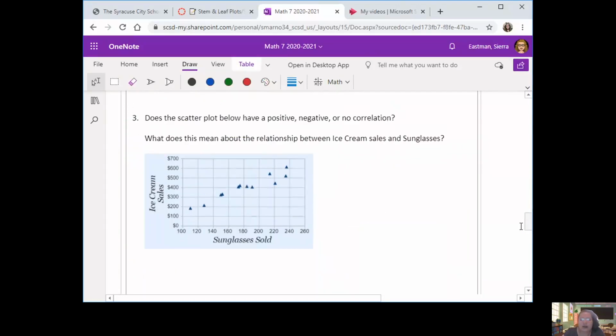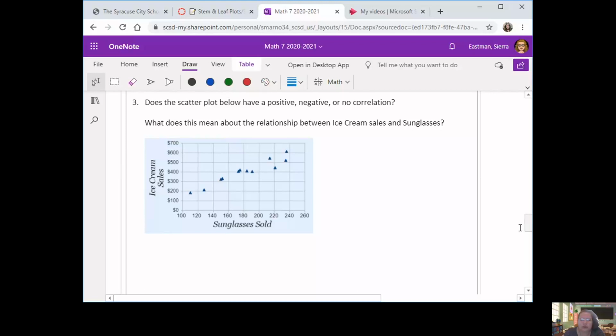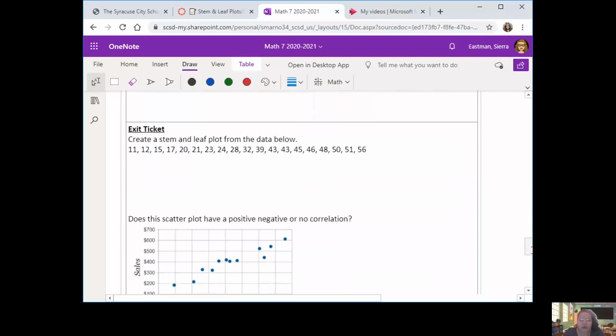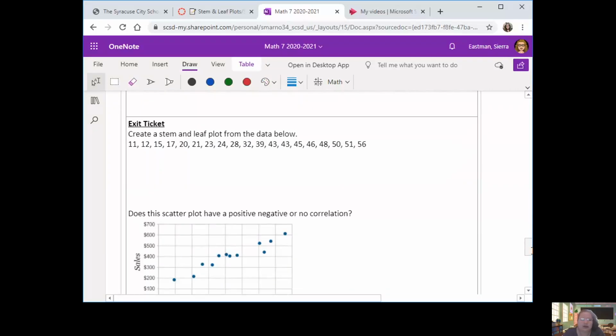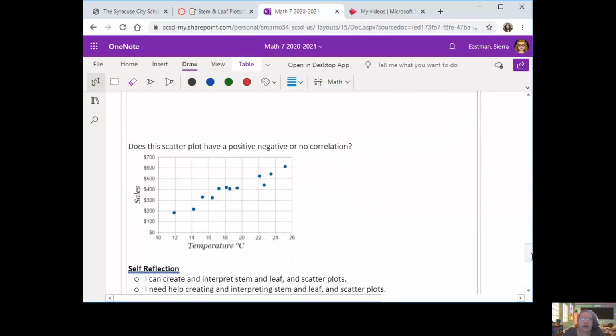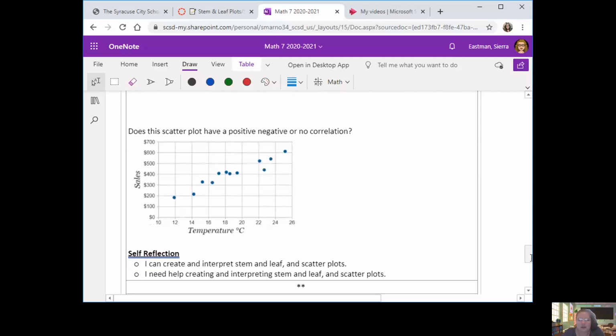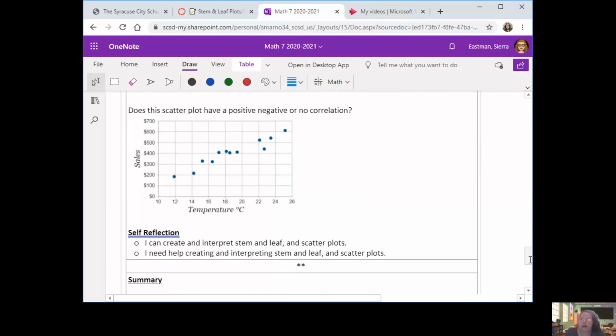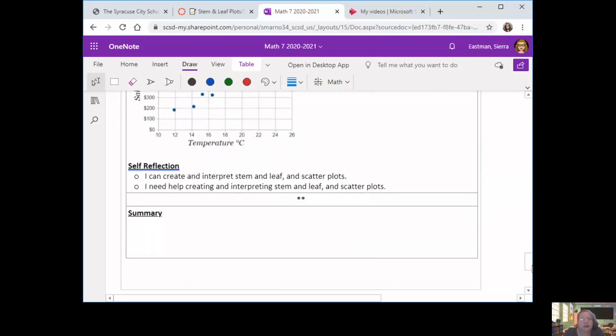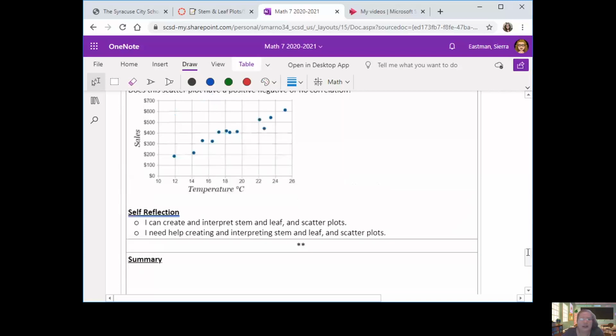And we've got another scatter plot that's already drawn for us that they're asking about the relationship for. So is it going to be positive, negative, or no correlation at all? And what do you think that means about the situation that's happening? We have an exit ticket where you create a stem and leaf plot on your own, and one last scatter plot to sort of label the correlation for. And then we have our self-reflection, and I think we're good to go for today.